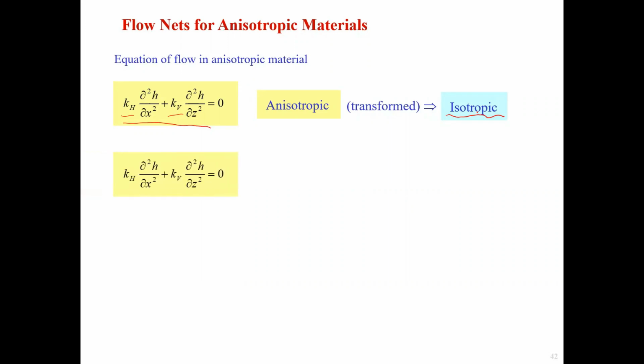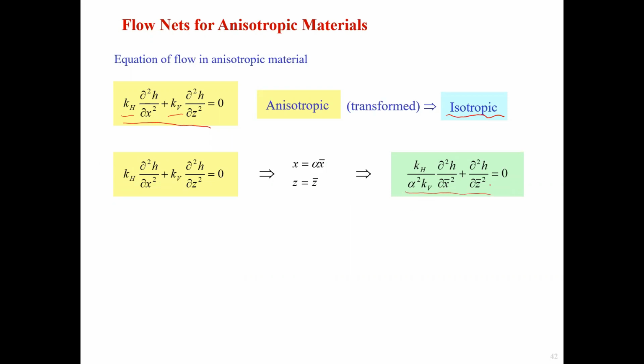So the solution of this equation can be reduced to that of flow in an isotropic material by the following simple conversion. We introduce new coordinate variables defined as this: x equals alpha times x bar, and z equals z bar. Then the flow equation becomes this. Basically we just divide by KH, and use KH divided by KV.